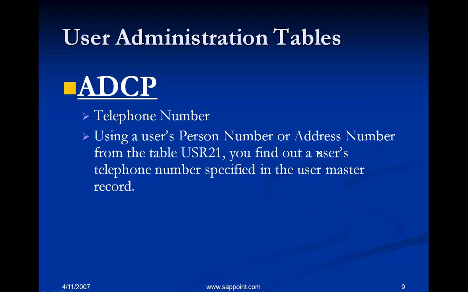In the user master record, if you have maintained the telephone number, that piece of information gets stored in the table ADCP. So if you want to find out somebody's telephone number, you can use this table ADCP. Again, for this you need to know the person number or the address number of that user ID, and that can be got from the table USR21. So you can take a user ID, go to USR21, pick up the person number, go to ADCP, and then you can find out the telephone number.